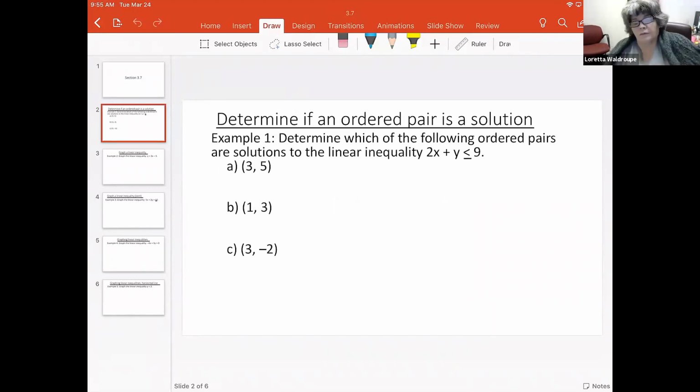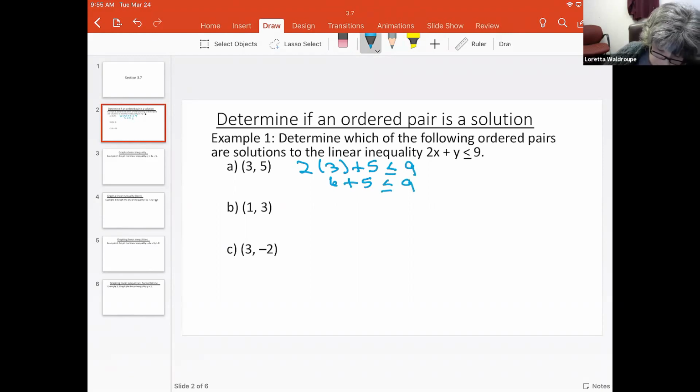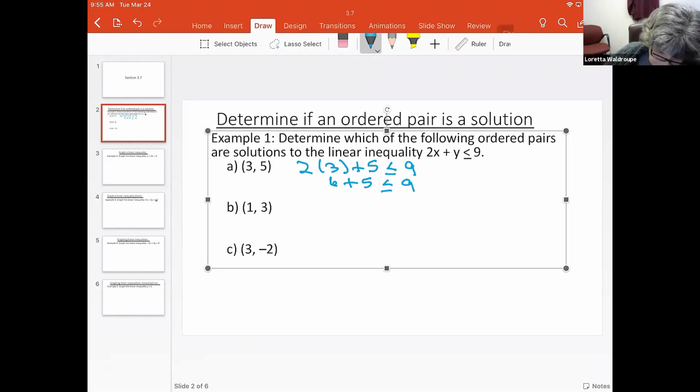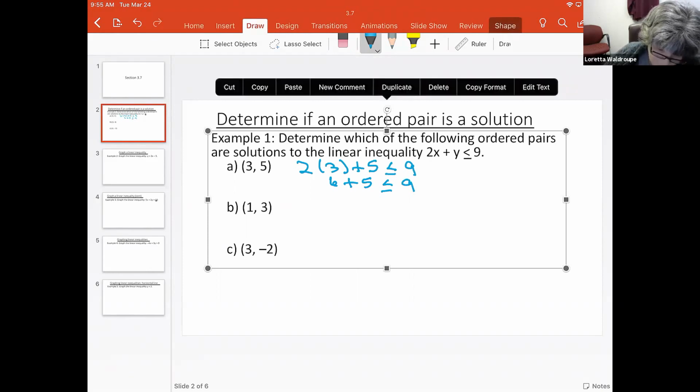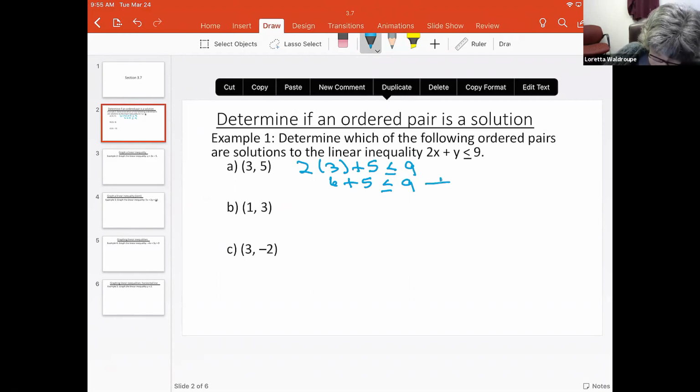How do you know with an inequality if an ordered pair satisfies that inequality? To determine that, you have to plug the point in. So I'm going to plug my 3 in and my 5 in for x and y, and I have to determine, is this true? Is 6 plus 5 less than or equal to 9? No, because that gives me 11 is less than or equal to 9, which is not true.